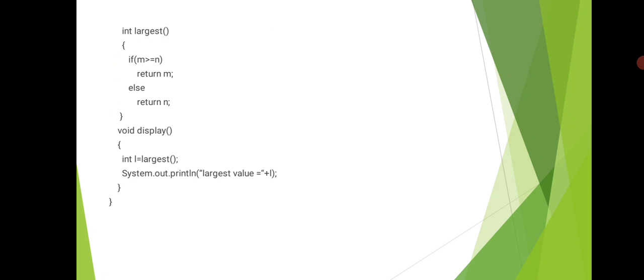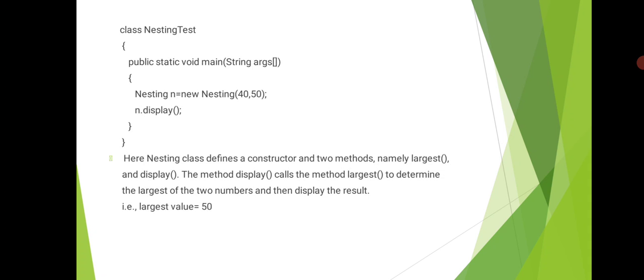n is 50, which is returned to L, then largest value equals 50 is displayed. So here the Nesting class defines a constructor called Nesting, which has two arguments. Those two arguments are assigned to the instance variables, and then next we have two methods. One is largest and another is display.